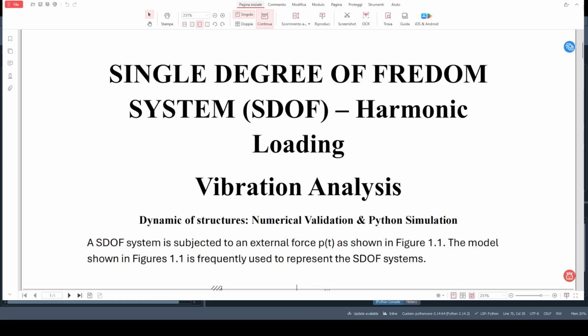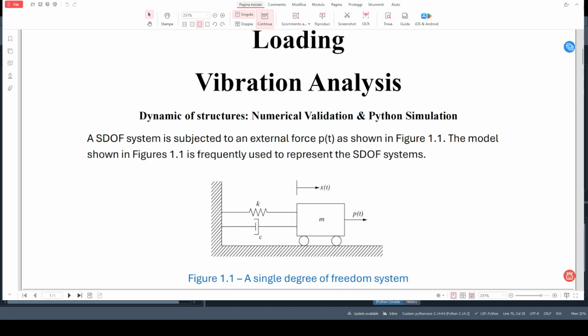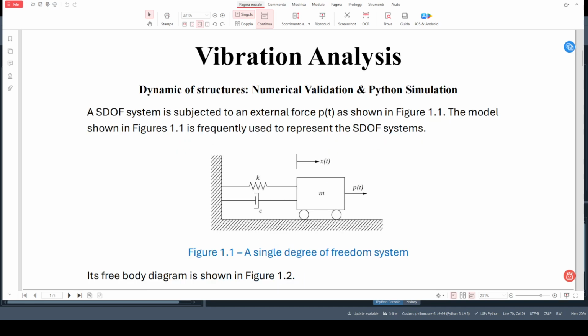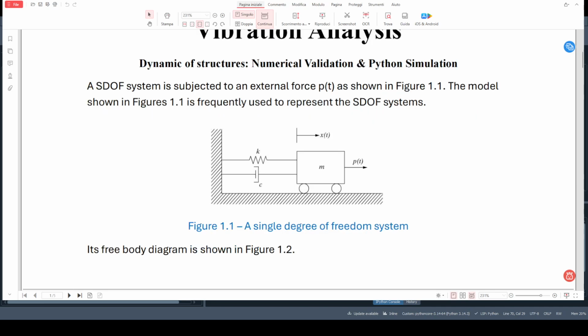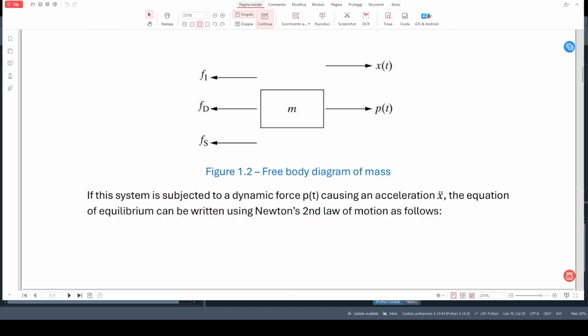Good morning. Today we study another single degree of freedom system when a harmonic load is applied, and we study its vibration. We can remember the system where the mass has an applied force P(t) and is fixed with a spring, an undamped system.